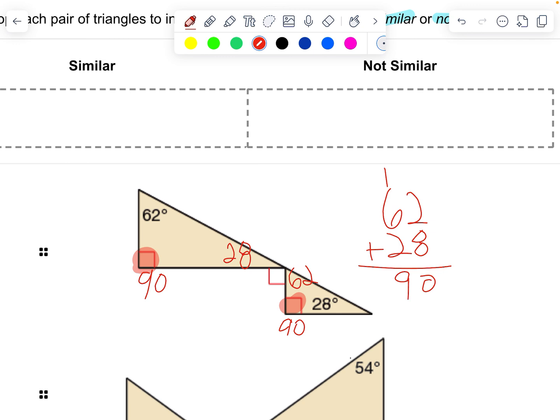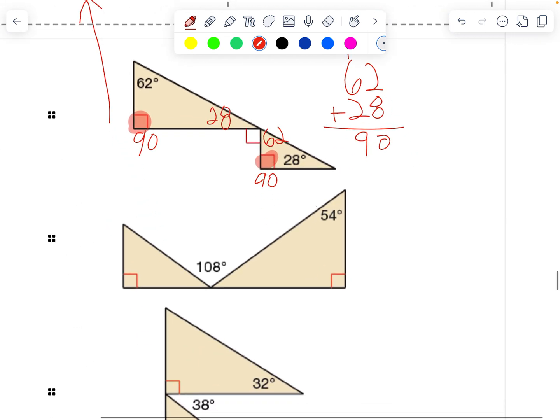They're similar triangles because they all have the same corresponding angles. So this one is similar. You want to drag that right there. Okay, let's go look at the next ones.